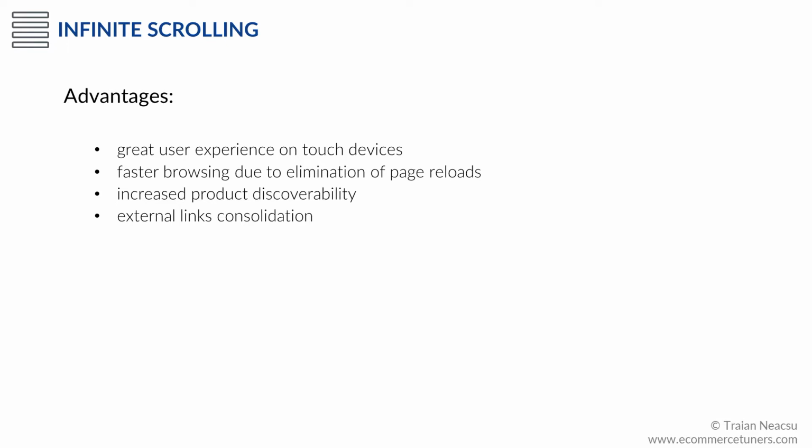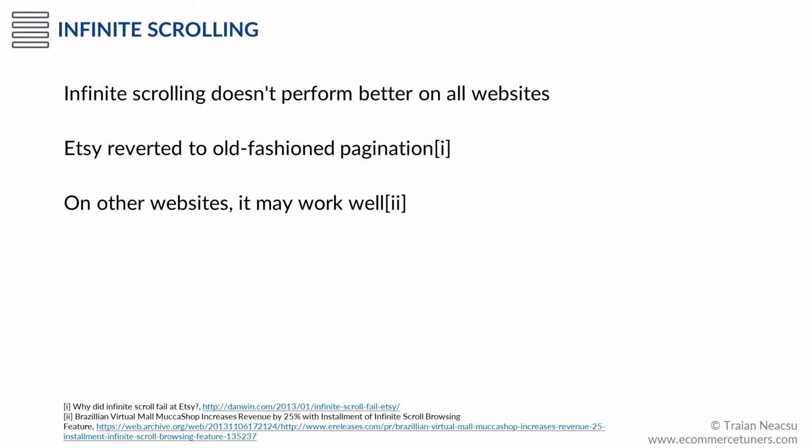Continuous scrolling has many advantages such as better user experience on touch devices, faster browsing due to the elimination of page reloads, increased product discoverability, and external links consolidation. However, there are disadvantages too, and infinite scrolling does not perform better on all websites. For example, on Etsy, which is an e-commerce marketplace for handmade and vintage items, infinite scrolling did not have the desired business outcome, so they reverted to old-fashioned pagination.